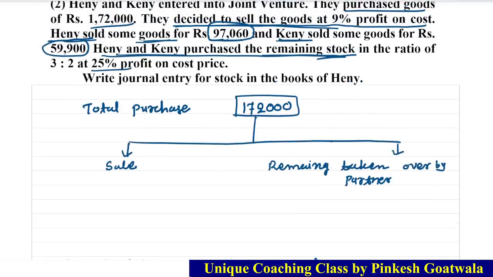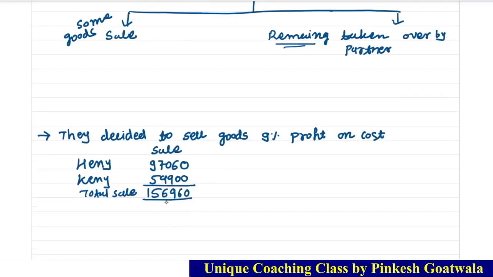Now here how much goods has been sold? Think practically. Total goods is 172,000. Here they didn't sell the whole goods. Some goods have been sold. Look at here, it is clearly told that sold some goods, not every one. All goods were not sold, because the remaining was taken over by them. So here the important part is that from 1,72,000 how much goods had been sold? Out of 172, how much goods sold is not available. Here we have a sale of 157,960.